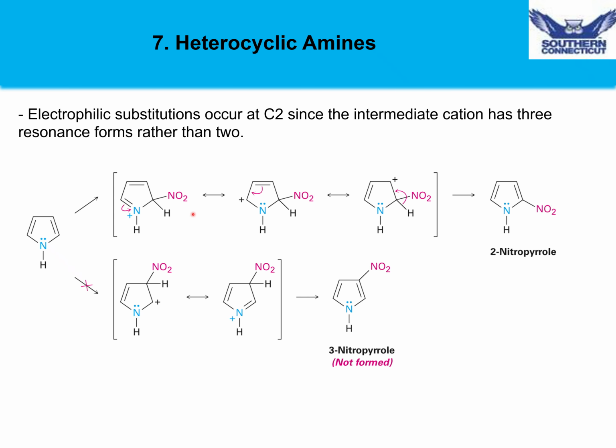Another way of viewing this is that if the electrophile, in this case the nitro group, adds to the second carbon, we're going to have 3 resonance structures compared to only 2 resonance structures if the electrophile adds to the third carbon. For that reason, we're going to get primarily substitution at the second carbon.